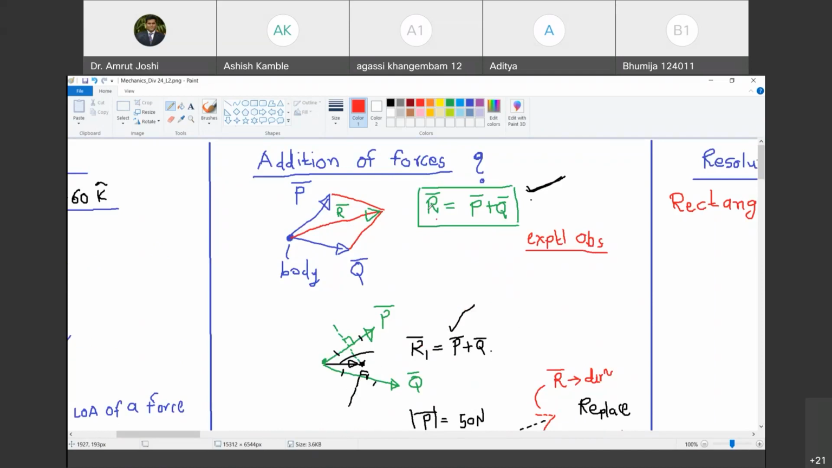Now, all other quantities which do obey, experimentally, the addition of this nature were clubbed together and later on were given the name vector. Are you with me? Yes, sir. तो फोर्स के जैसे सारे क्वांटिटीज, for example velocity, acceleration, which were proven to be getting added up experimentally by parallelogram law, were clubbed together and they were given the name vectors. Are you with me? Yes, sir.